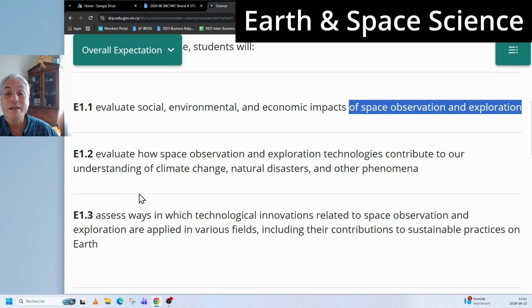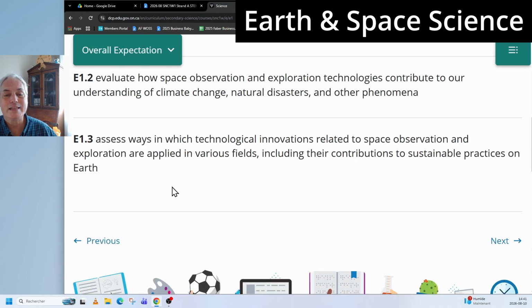We also evaluate how space observation and exploration technologies contribute to our understanding of climate change, natural disasters, and other phenomena. Just talked about this one. And assess ways in which technological innovations related to space observation and exploration are applied to various fields, including their contribution to sustainable practices on Earth. So that could be about how we deal with water consumption, how we take care of forestry.